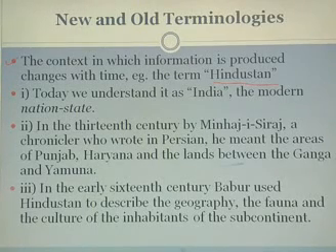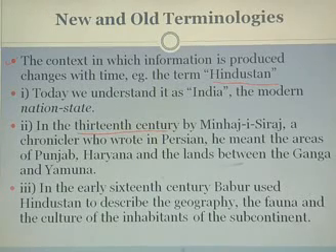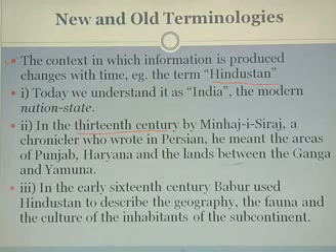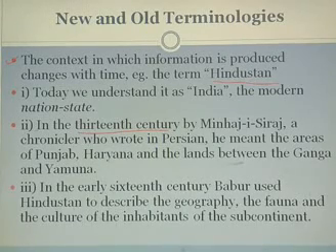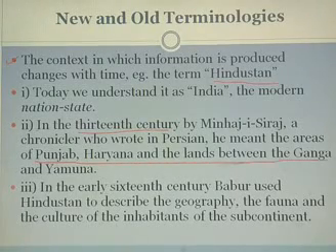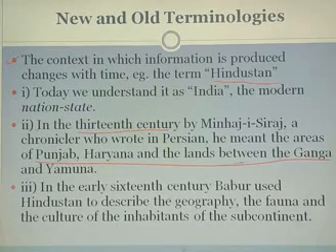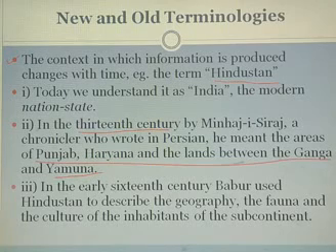But in the 13th century, the meaning of Hindustan was different. Let's see how it was different. In the 13th century, by Minhaj-i-Siraj, a chronicler who wrote in Persian, Hindustan meant the area of Punjab, Haryana, and the land between the Ganga and the Yamuna. So in the 13th century, if we talk about Hindustan, it was the land that included Punjab, Haryana, and the land between the Ganga and the Yamuna. That was the context of Hindustan during that time.